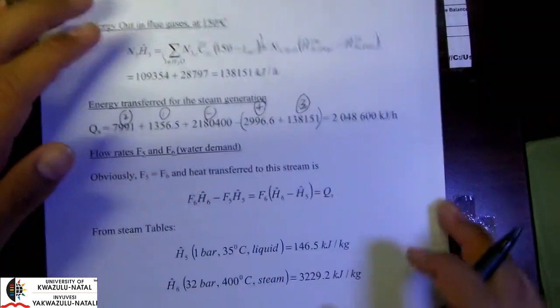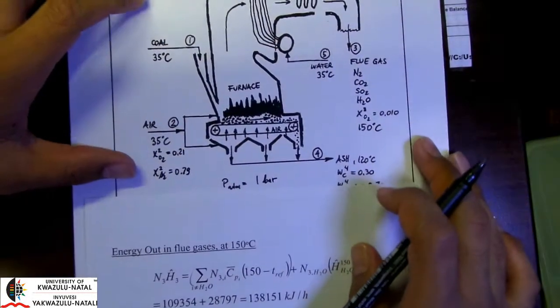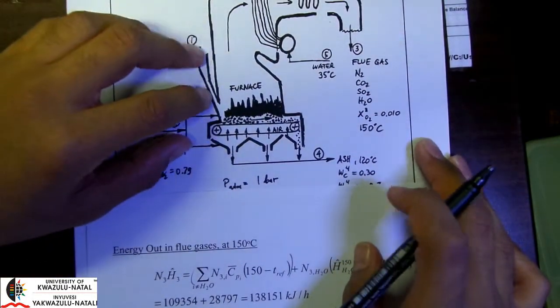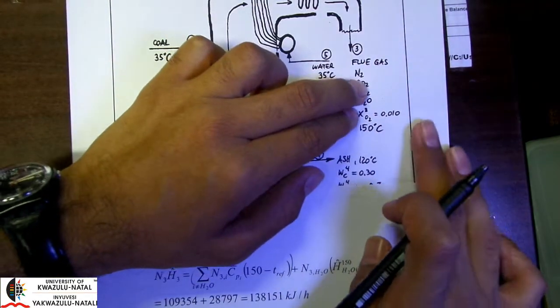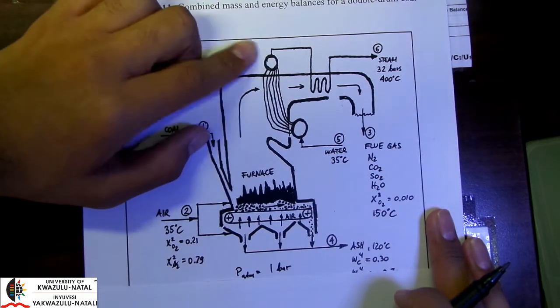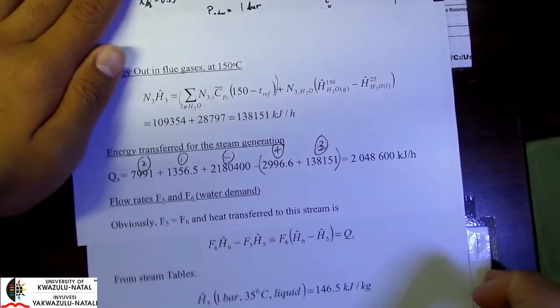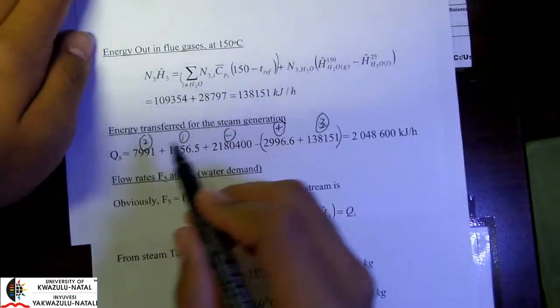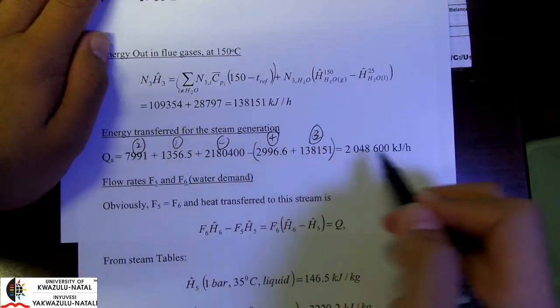Okay, so take a while to try and understand this, to wrap your head around this. We have energy coming in, some of it is lost through the ash and through the flue gas. The remainder is being transferred to our steam in these tubes. Okay, so that's our energy transferred for steam generation.